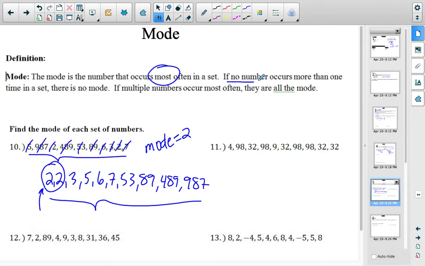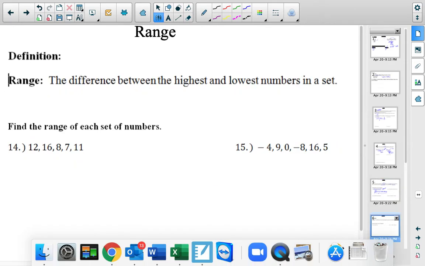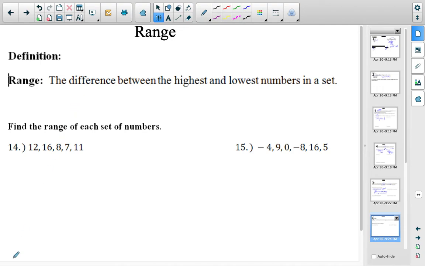Notice up here, if no number occurs more than once, there is no mode. And if multiple numbers occur most often, they are all the mode. Okay. So I'll stop there on the mode. And then lastly, range. The range is the difference between the highest and the lowest. And when I see the word difference, I think subtraction. So once again, I'm going to need to order from least to greatest, because I need to subtract the highest and the lowest, or subtract the lowest from the highest.